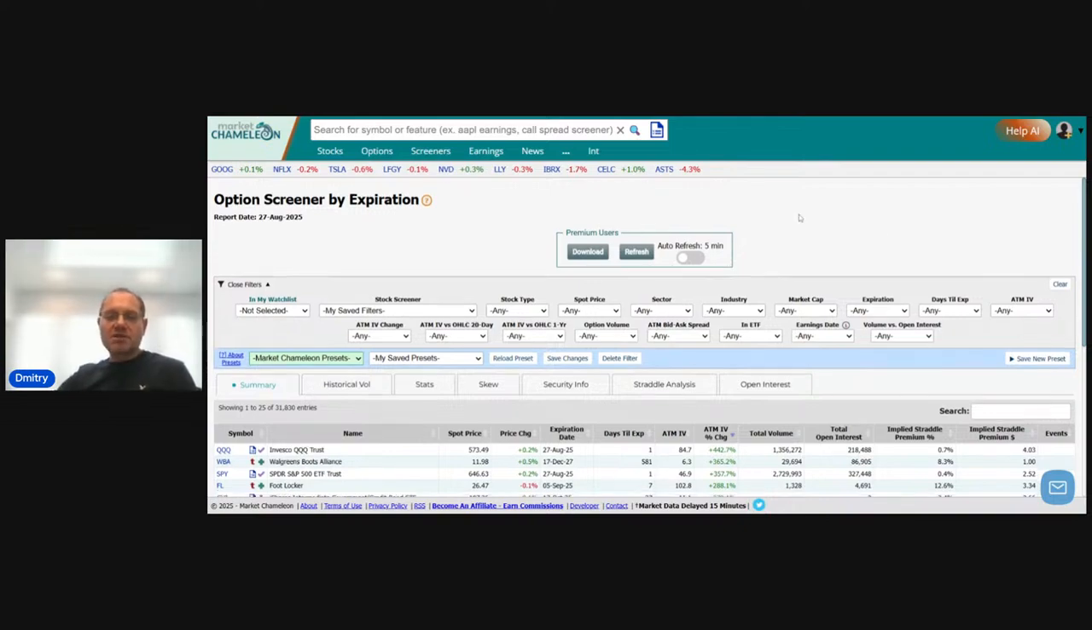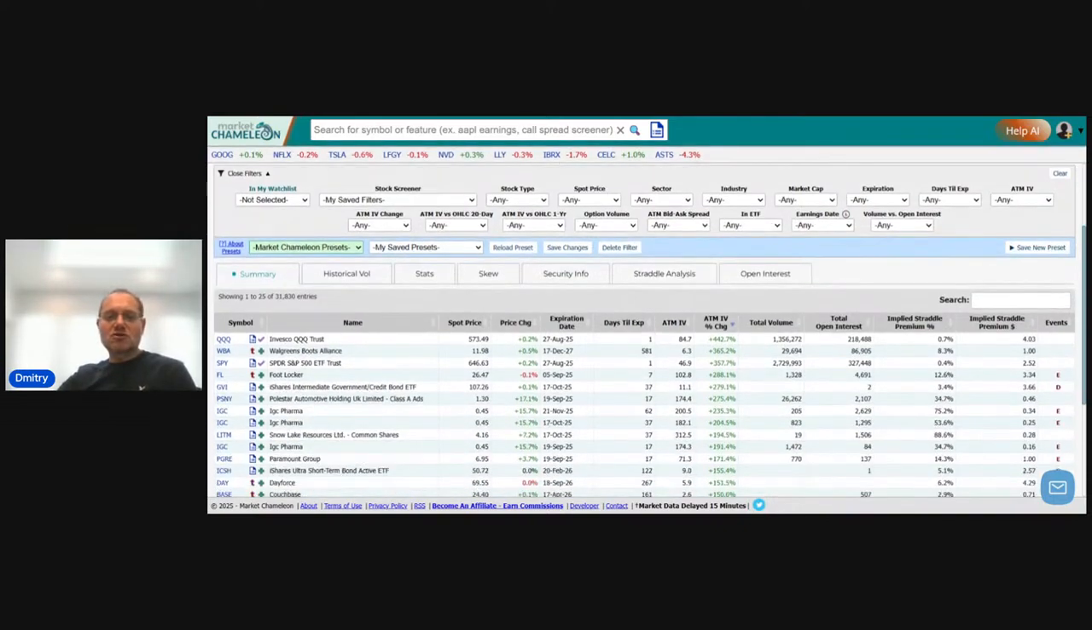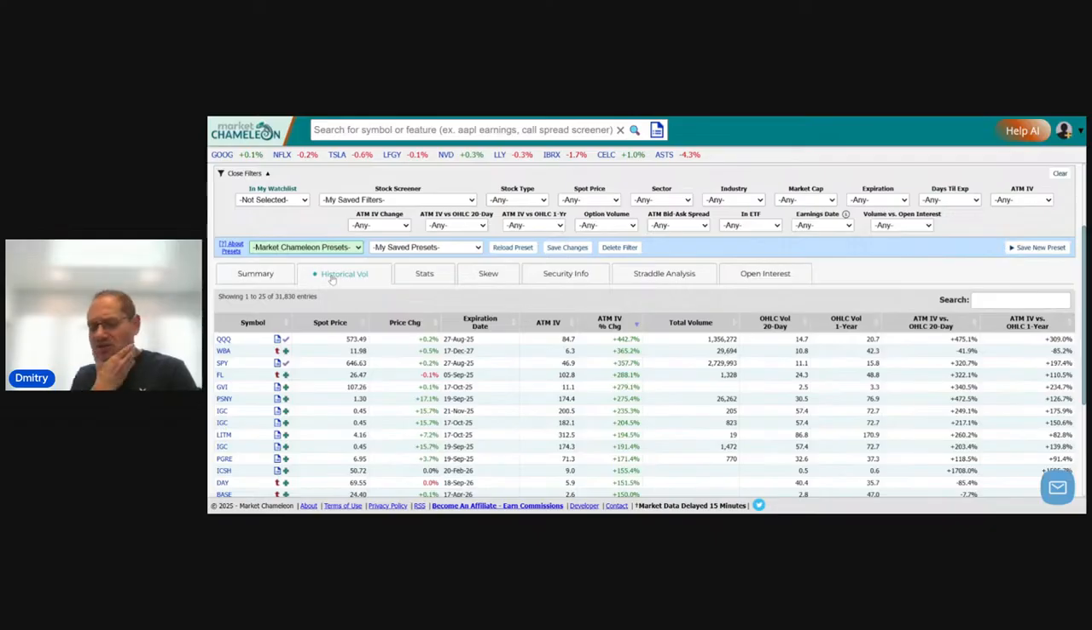So really quickly, the filters are above. We have these data tables below, and we're going to go to this tab, historical volume. And on this tab, what we have is the stock symbol, stock price, and price change on the day. Then we have the particular option expiration that we are analyzing with the related data. So this is August 27th expiration. So you could see this is the related data for that expiration.